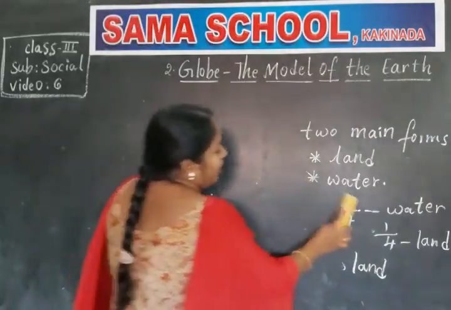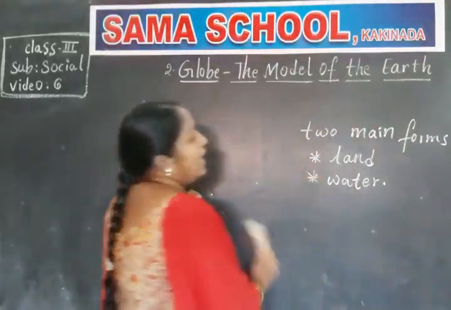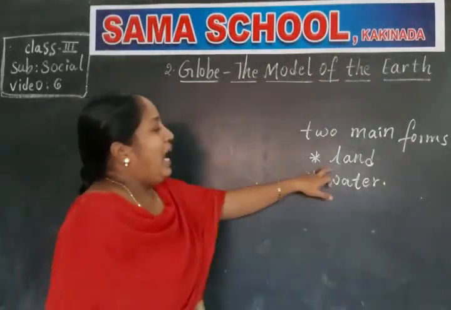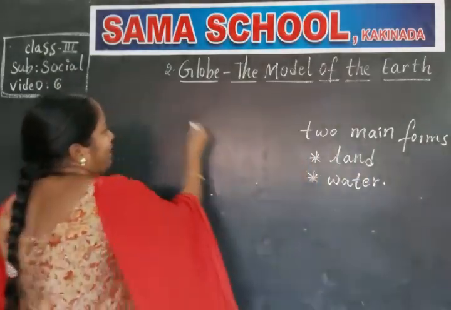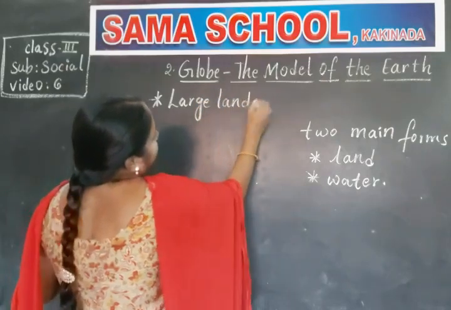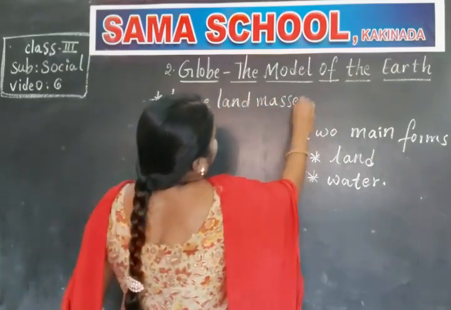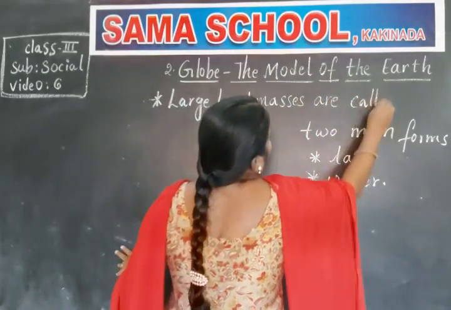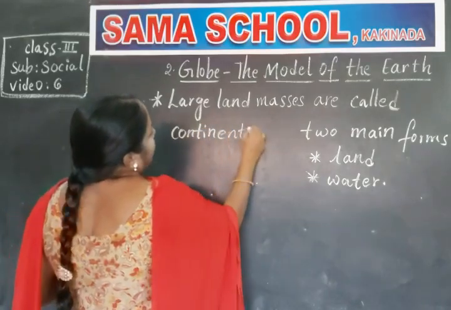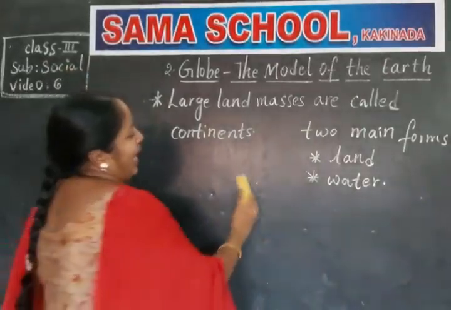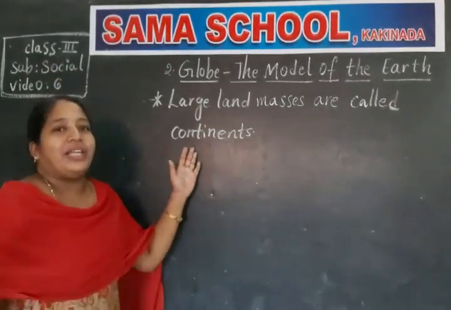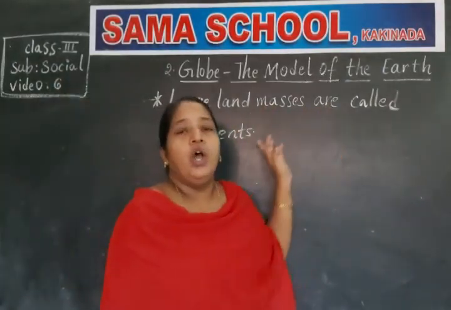Okay. Now tell me what are the two main forms? One is the land and the other one is the water. These are the two main forms on the earth. Okay. So the large land masses are called continents. What are called continents, children? Large land masses. You have already learned that the earth is covered with land and water. So the large land masses are called continents.